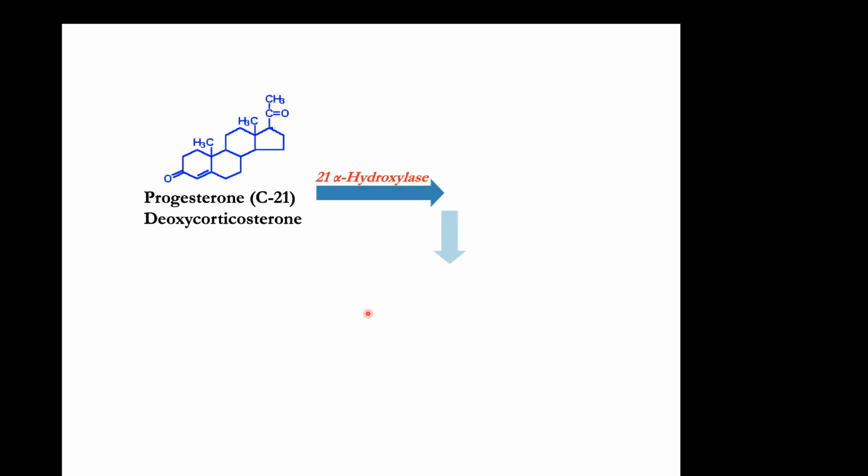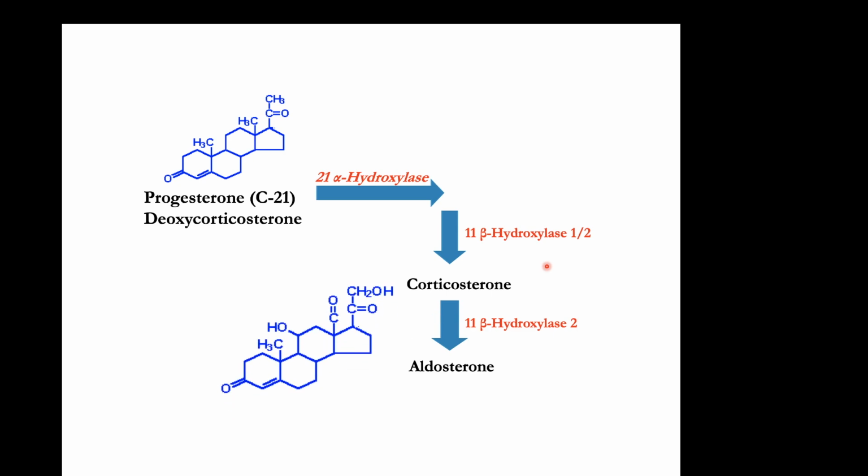So in the first reaction, the progesterone will be hydroxylated at 21 carbon to make the corticosterone, and then this reaction is catalyzed by 11 beta hydroxylase 1 and 2. Actually, these are the same enzyme, as these enzymatic activities are present in the aldosterone synthase enzyme. So the same enzyme has multiple enzymatic activities, and finally aldosterone will be synthesized. If you see the structure here, there is a hydroxylation, here there is an oxidation, and here there is a hydroxylation.